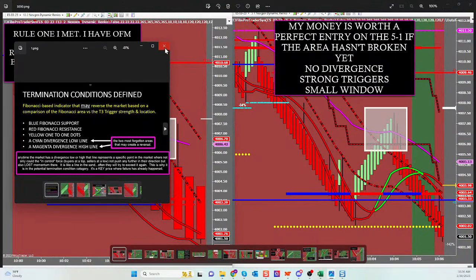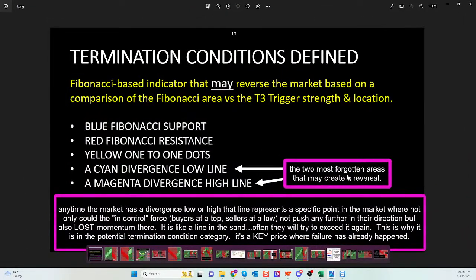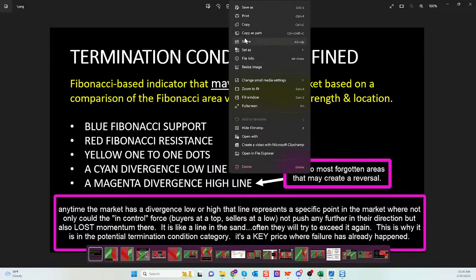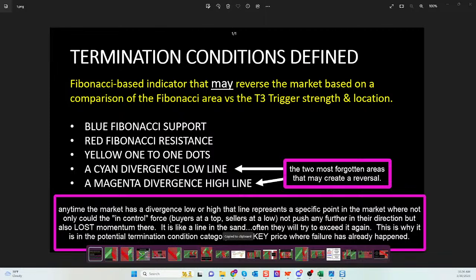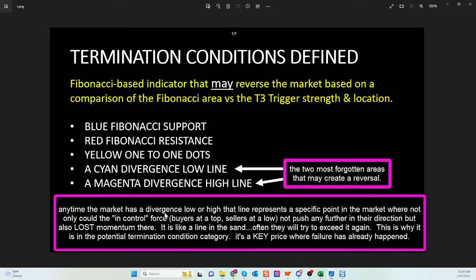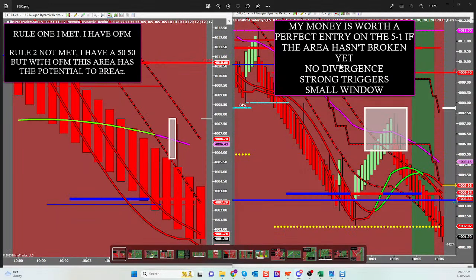And that's such a common thing that I actually printed a picture of it. These are the 2 most common areas that are forgotten when termination conditions are being discussed. Fibs, of course, are great. But guys, anytime the market has a divergence high or low, that line represents a specific point in the market where not only could the in-control force, buyers or sellers, not push it any farther in the direction, but they also lost momentum there. And it's kind of like a line in the sand. And often they'll try to exceed it again. And this is why it's in the termination condition. Because it's a key area.